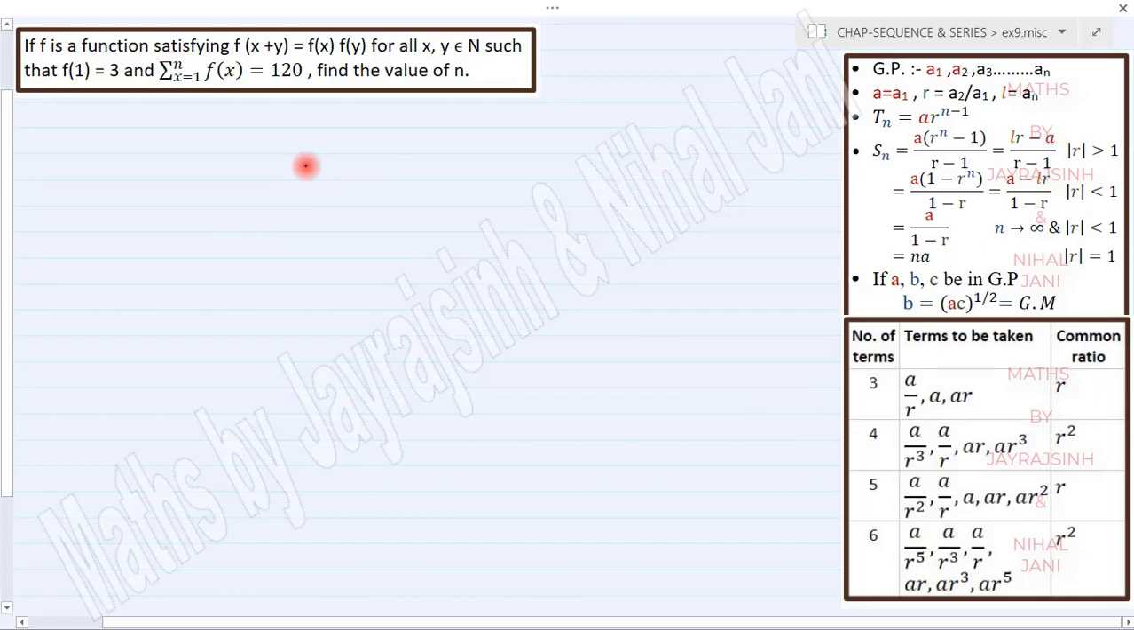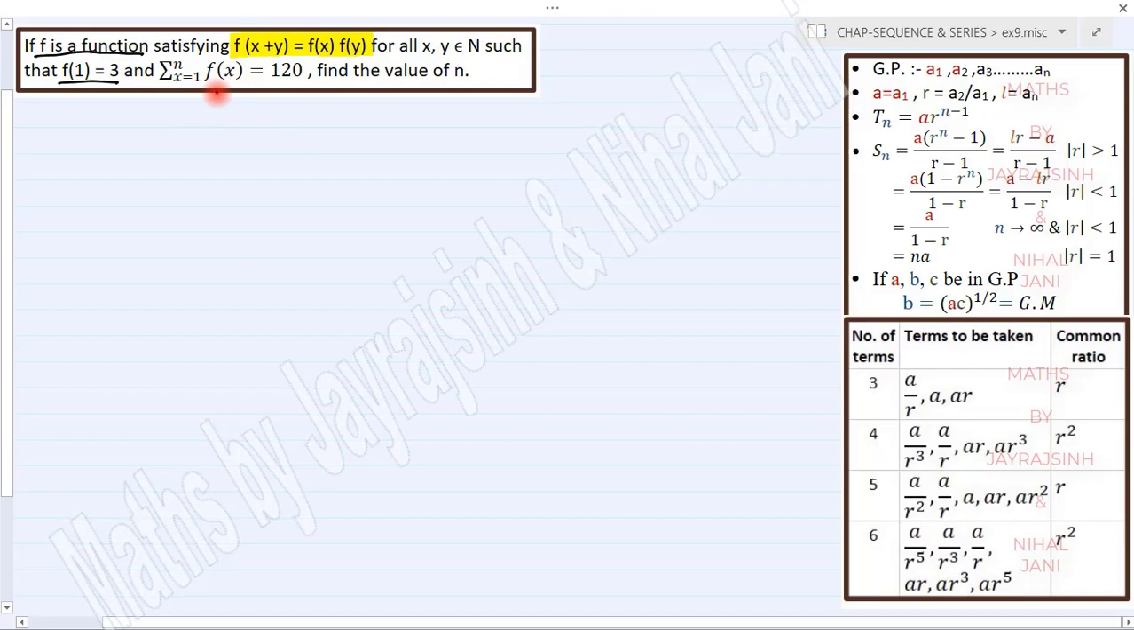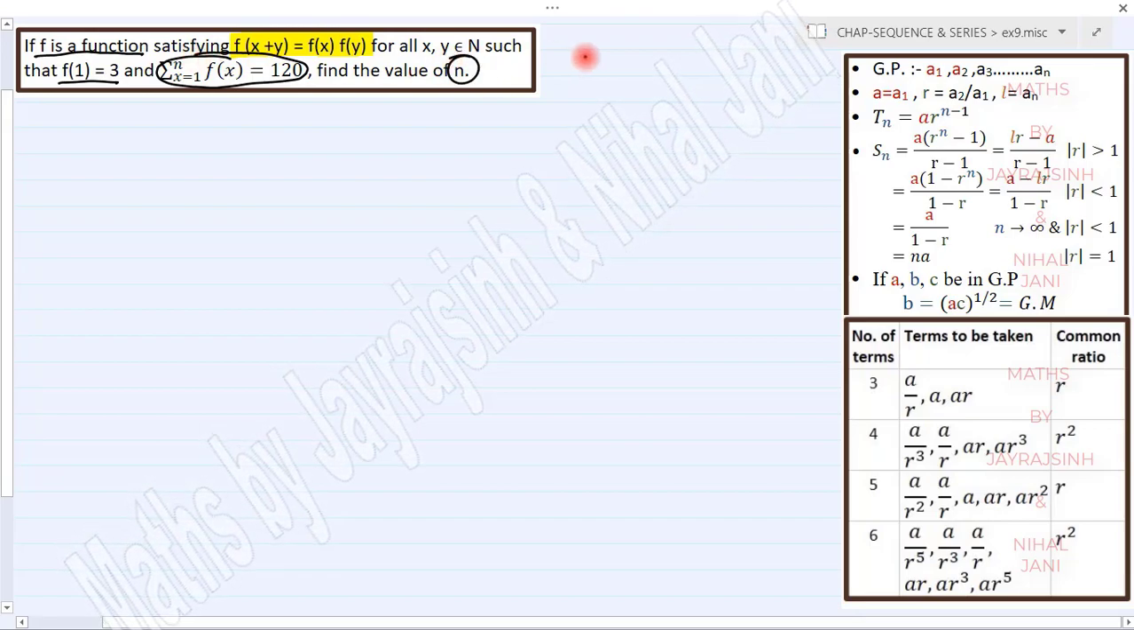Here we have one interesting question. We have one function f which satisfies f of x plus y is equal to f of x into f of y for all x belonging to N, such that f of 1 is equal to 3 and the summation of f of x from x equal to 1 to n is equal to 120, and we have to find the value of n.